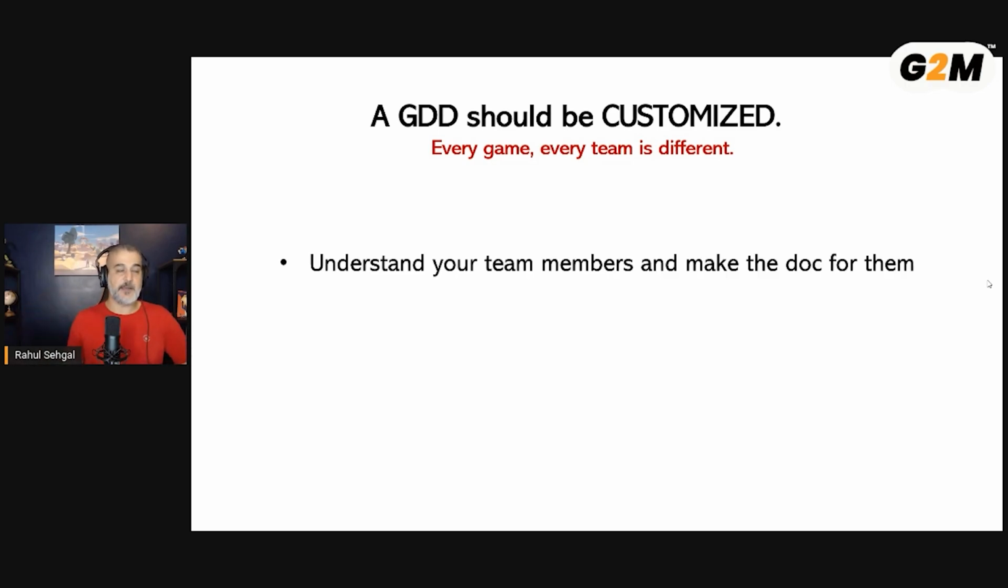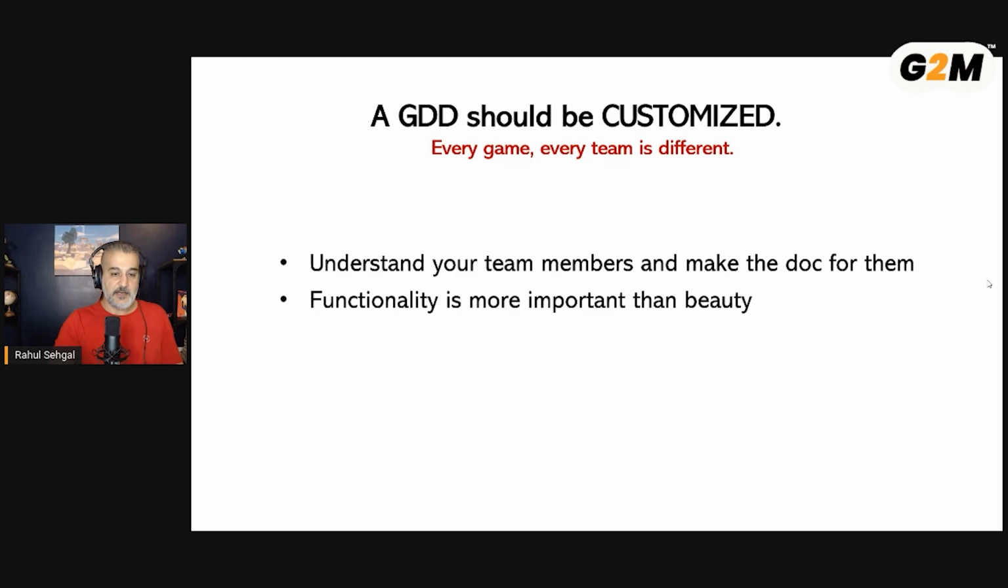Now, why does it have to be customized? Because every team is different. People understand things differently. I'm going to show you a game design document which looks really beautiful, but that's not necessarily the most useful one. I've seen some game design documents which look really ugly, without awesome formatting and beautiful fonts and everything, but they really work well. A nice, beautiful game design doc is nice to have. It's pleasant on the eyes, but it's more important that the information is there rather than how beautiful it looks.